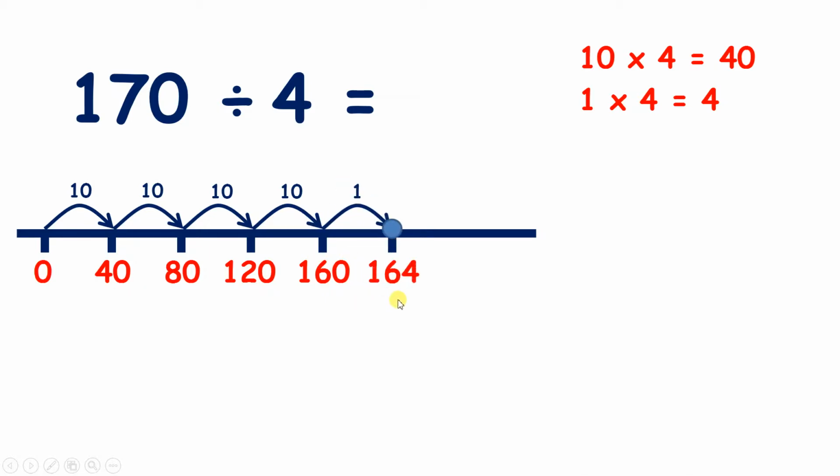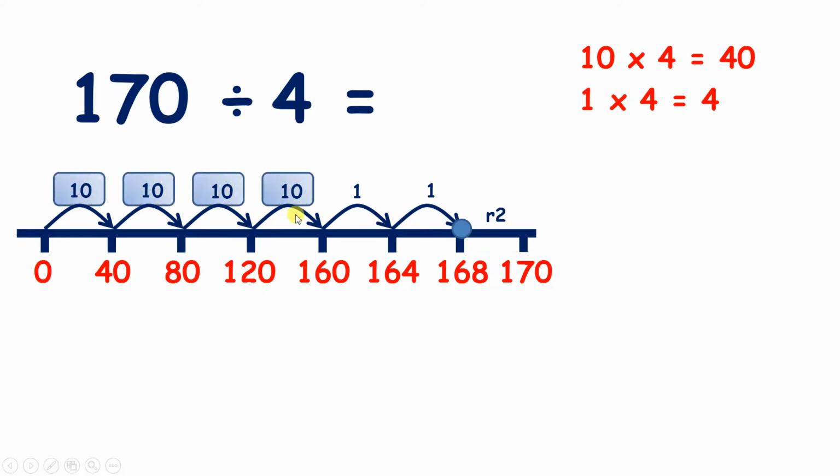So 1 four takes us to 164, and another 4 takes us to 168. But one more 4 would take us to 172, and that would be too many. So we need 2 more to get to 170, and these are our 2 remainder.